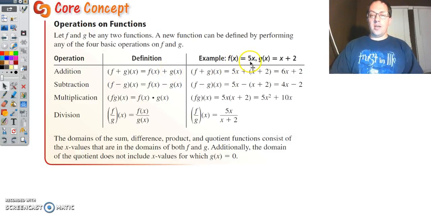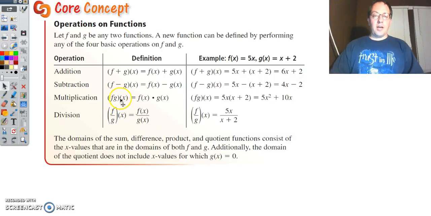So in this case, f of x is 5x, g of x is x plus 2, so we're going to take 5x plus x plus 2, which gives us 6x plus 2. For subtraction, it works the same way. It's written as f minus g of x, and what this means is f of x minus g of x. So we take that 5x, that was f of x, and we subtract the x plus 2 from it. Distribute the negative in, combine like terms, and f minus g of x is 4x minus 2.